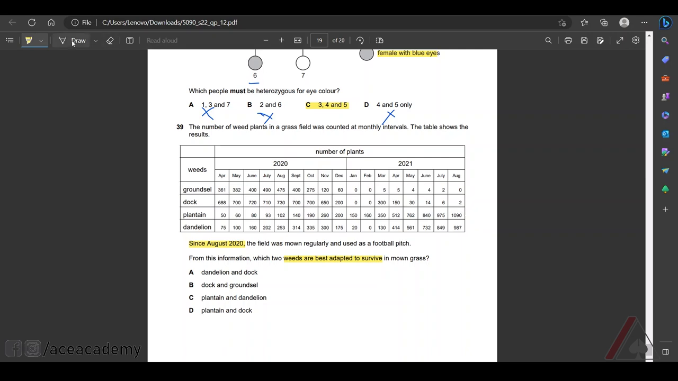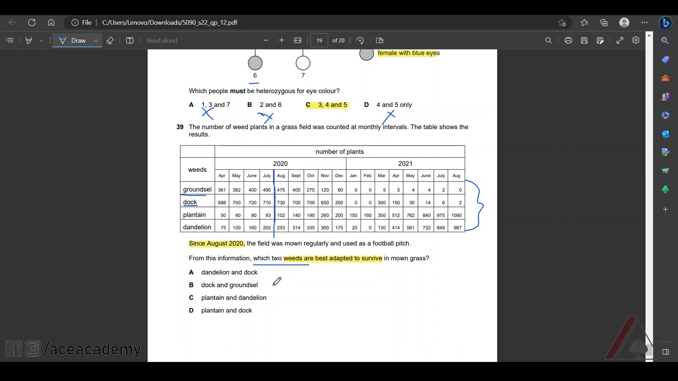So we just see which weeds have the highest number in the 1 year span since the field was mown. As we can see, groundsel, there are 0, and dock, there are 2. They're very low numbers over the year, so they're not well adapted at all. But plantain and dandelion, the numbers for these 2 actually increase from when the lawn started being mowed. So I think it's safe to say that they are the best adapted. So our correct answer should contain both plantain and dandelion, since the question asks for 2 weeds.